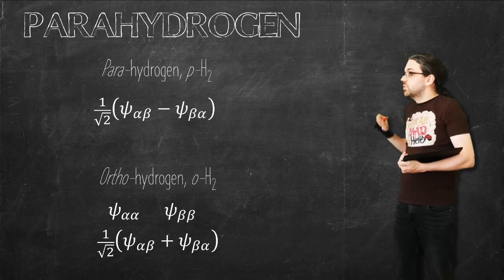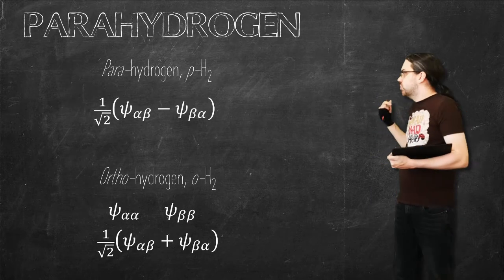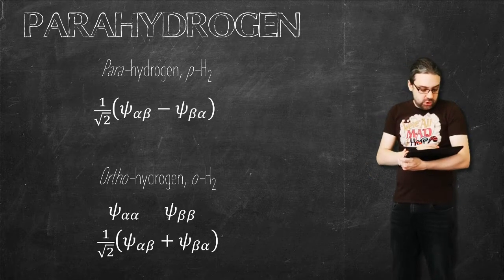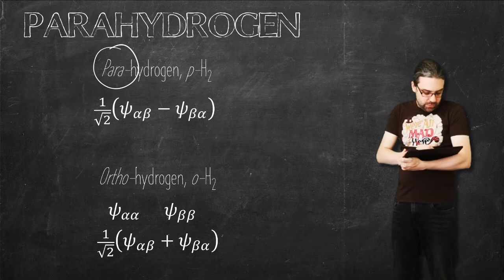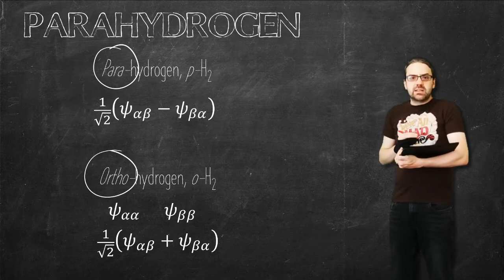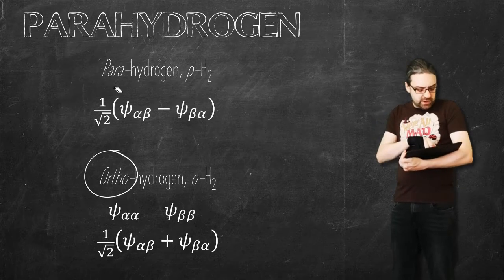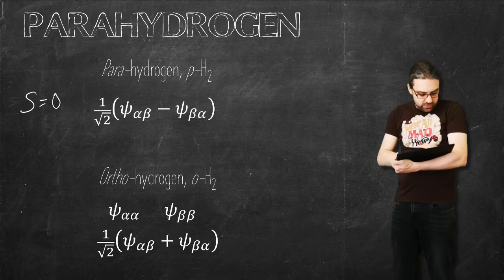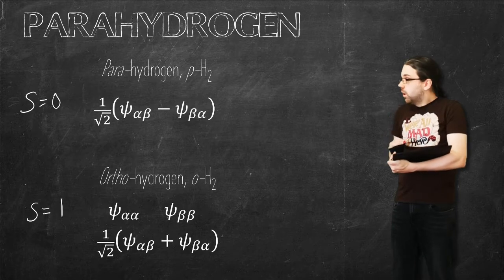So this gives us two kinds of manifolds, or two isomers, or spin isomers of hydrogen. We have parahydrogen and we have orthohydrogen. This also makes sense if we talk about the spin angular momentum as well. This has an overall spin of 0. This has an overall spin of 1.